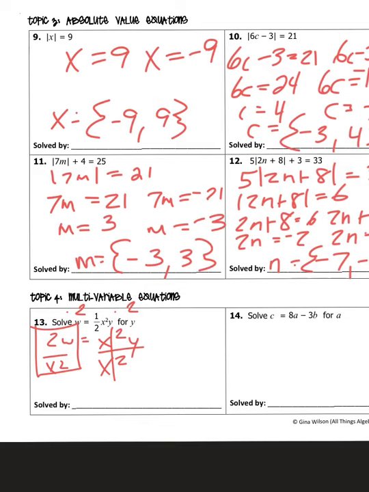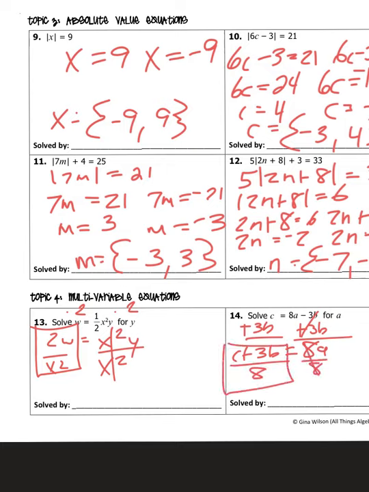Number 14, solve for a. All right, so we need to get rid of everything that's on the same side as a. First, we add 3b to both sides. Okay, so c plus 3b equals 8a, and then divide by 8. And a equals c plus 3b divided by 8.